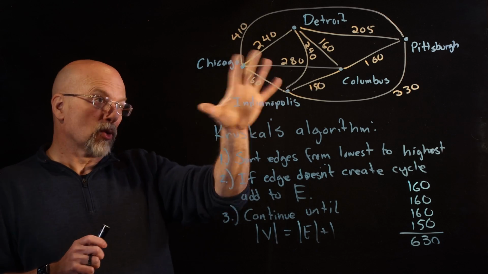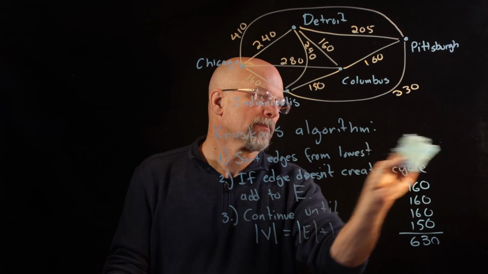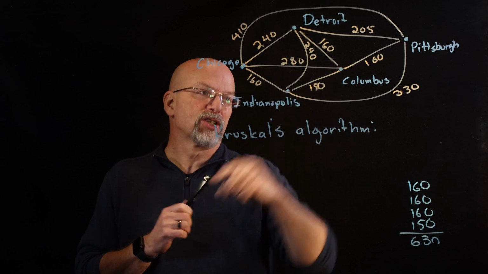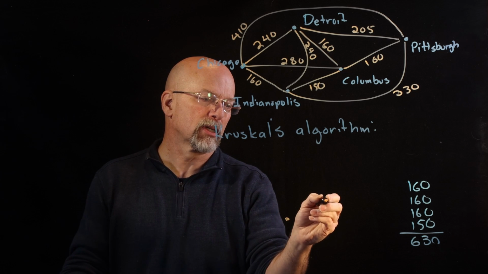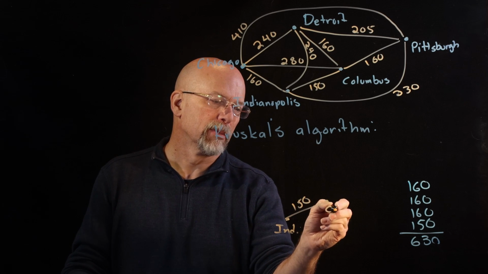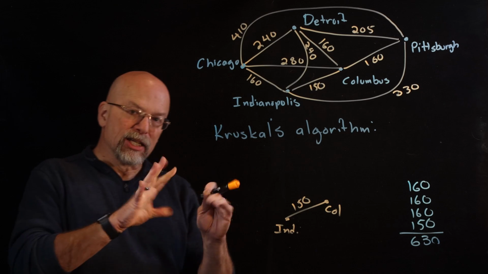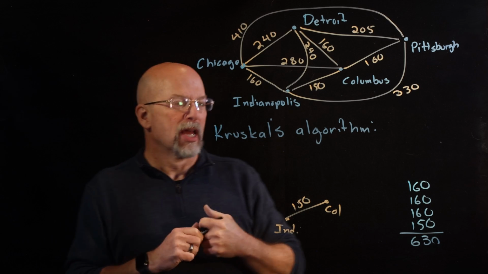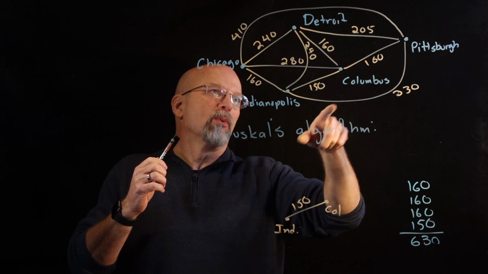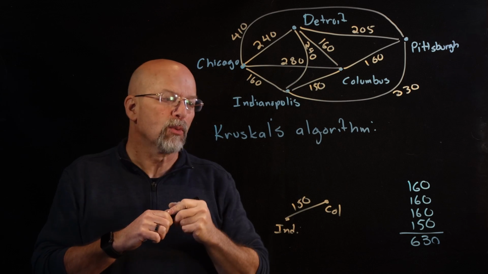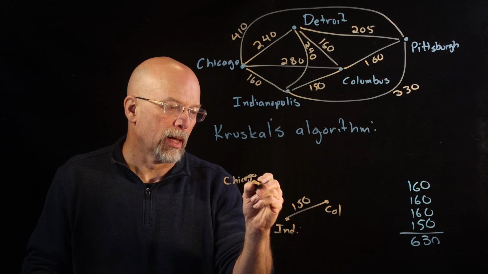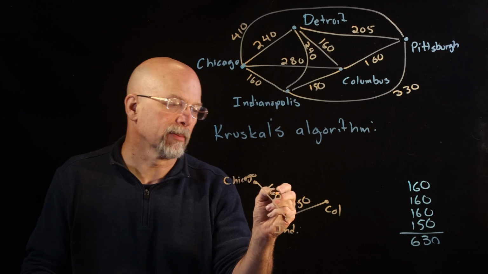So let's try this with this graph. Not starting with a node, we're starting with an edge. So if you look at all of those edges, the smallest edge is that 150 between Indianapolis and Columbus. So you add the 150 between Indianapolis and Columbus. And by adding that edge, we've added the 2 endpoints for that edge. Now, we take a look and see what the next largest one is. Well, the next largest one, we've got 3 160s. We could pick any one of them. So we're going to go ahead and pick Chicago. And that gives us a 160.